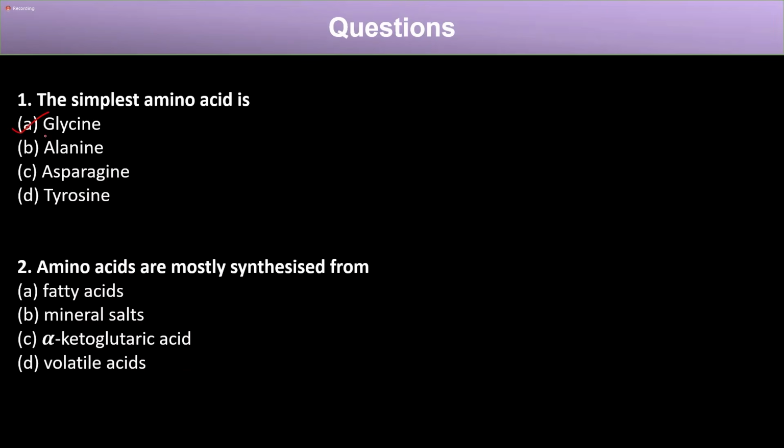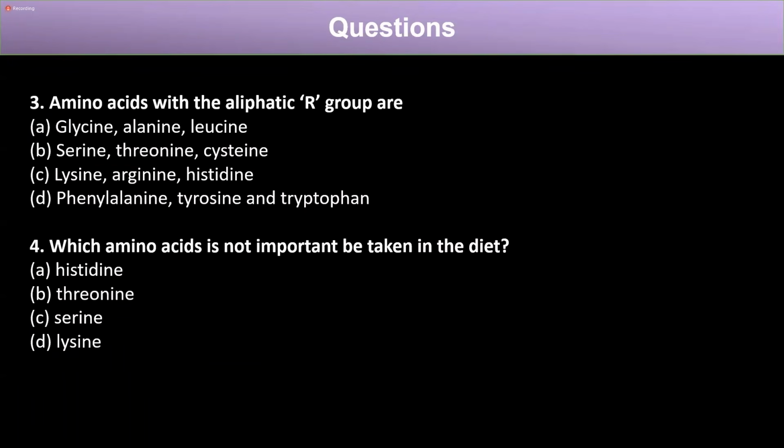So the first question is, the simplest amino acid is, so I just told you the answer is glycine, right? Now, the second question is, amino acids are mostly synthesized from, so they are synthesized from alpha ketoglutarate that I just told you, okay? The third question is, the amino acids with the aliphatic R group are.